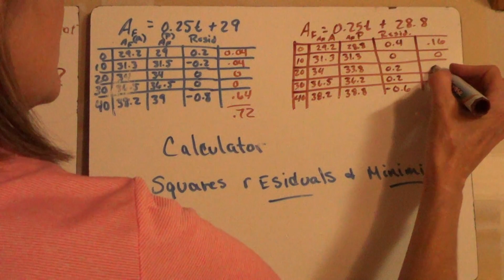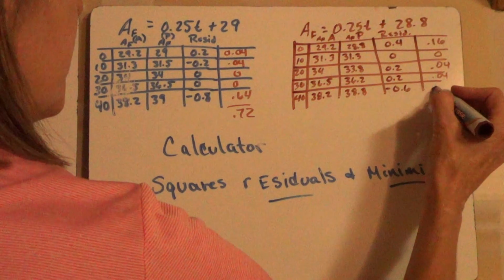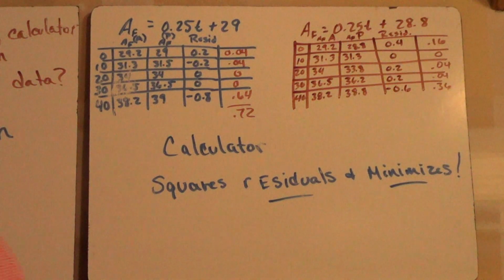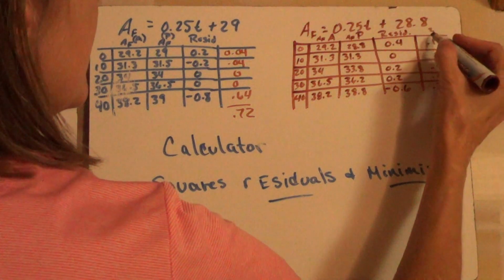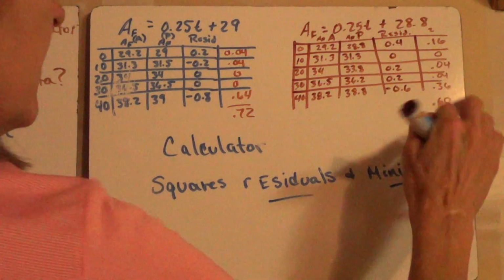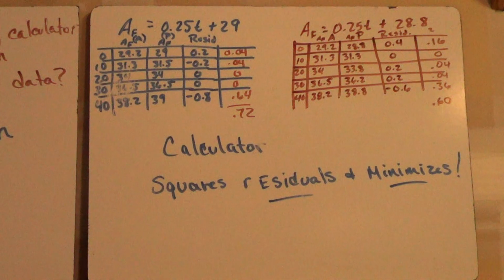0, 0.04, 0.04, and 0.36. And then it added those up. 8 and 6 is 14, plus 6 is 20. 2 and 1 is 3, and 3 is 6. And it would have gotten 0.60 for the square of the residuals.